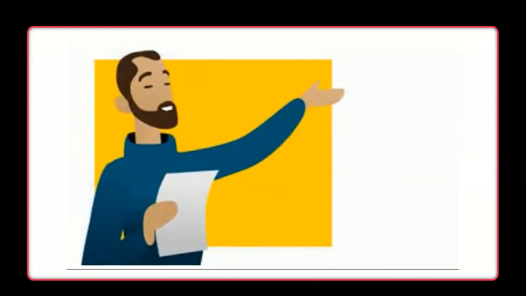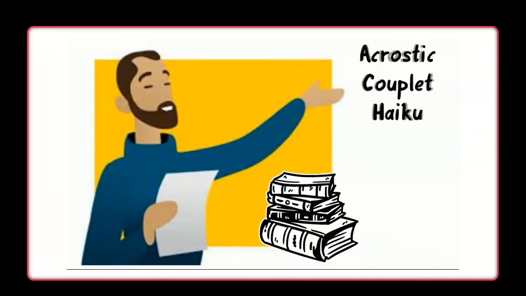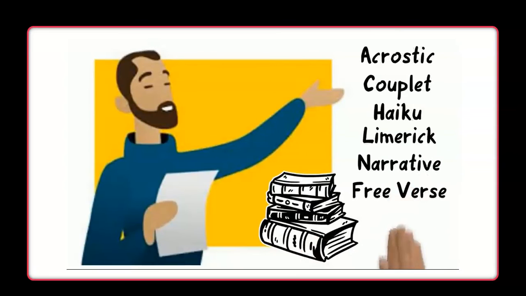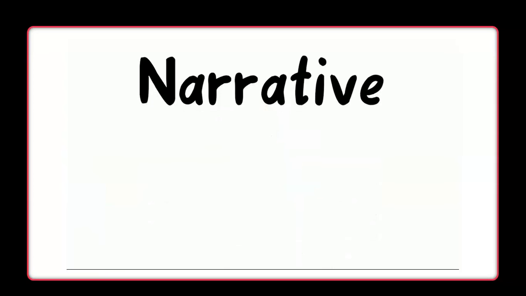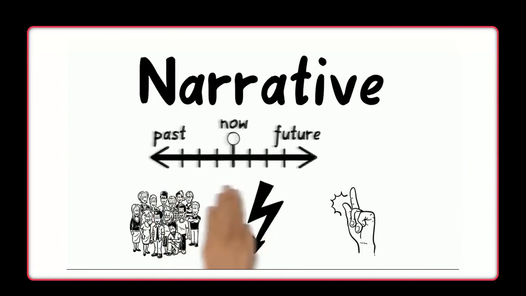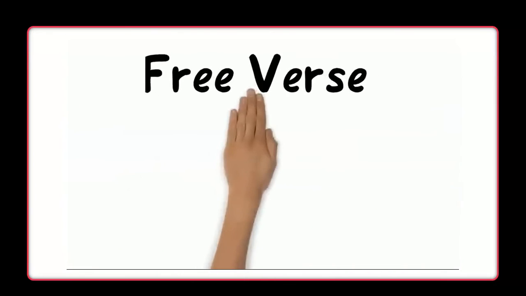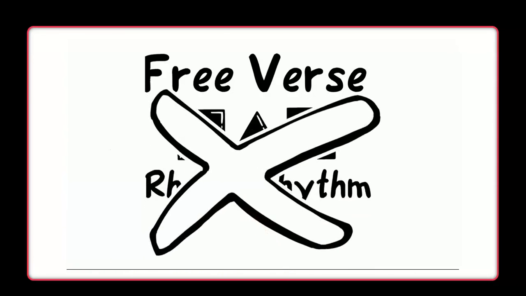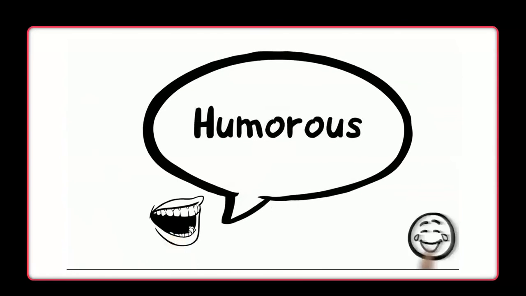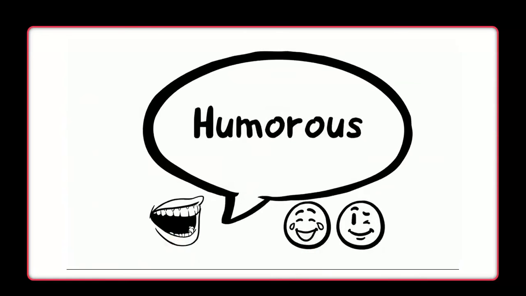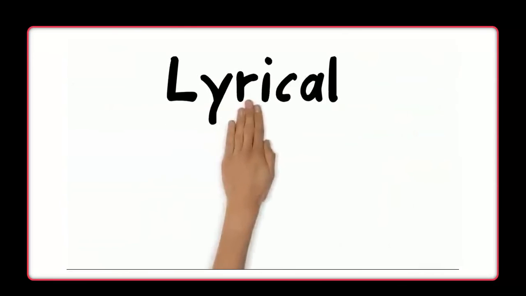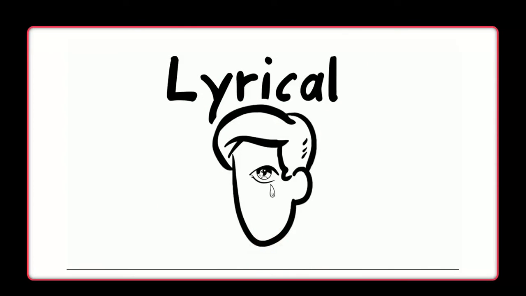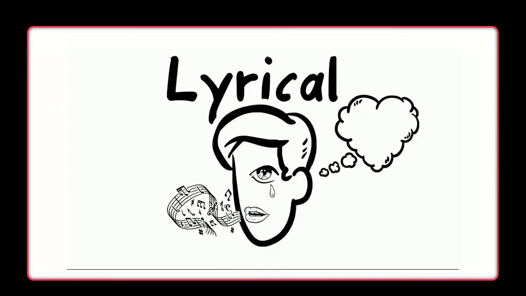There are many types of poems that poets write. Some common poems are acrostic, couplet, haiku, limerick, narrative, free verse, humorous, and lyrical. A narrative poem tells a story. There are characters, problems, solutions, and a beginning, middle, and end. Free verse poetry doesn't follow a pattern. You won't see rhythm or rhyme in these poems. Humorous poems are funny, silly, and make us laugh. Lyrical poems express feelings and emotions. They're sometimes sing-songy with their rhythm.